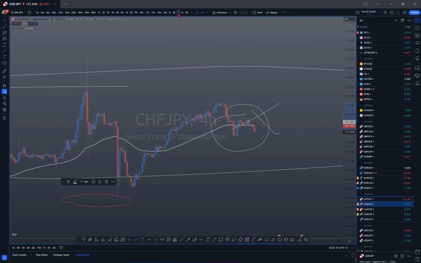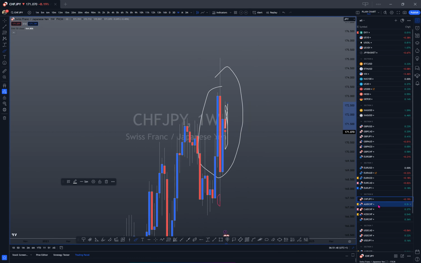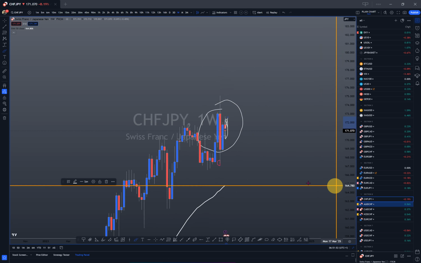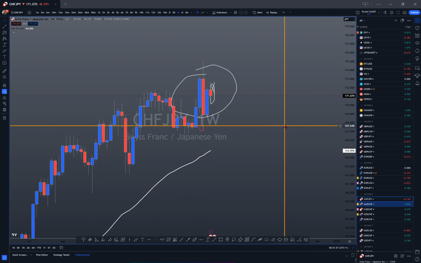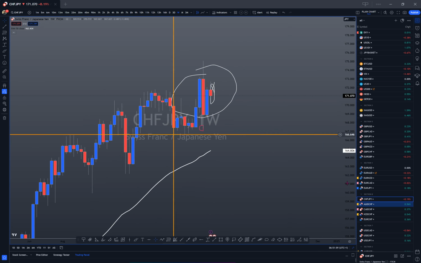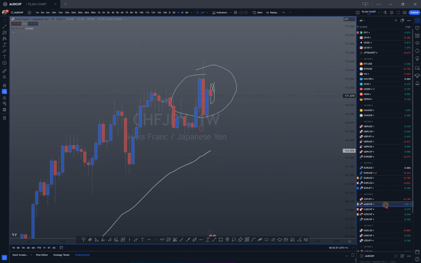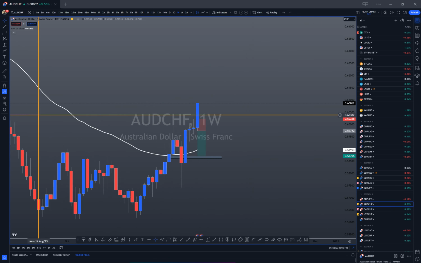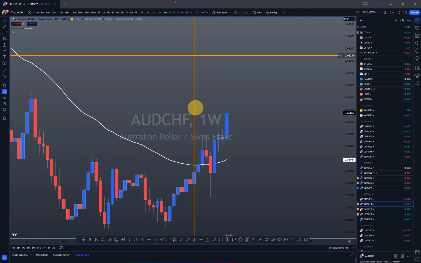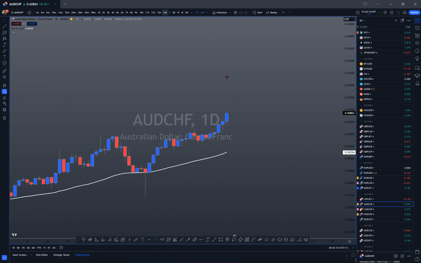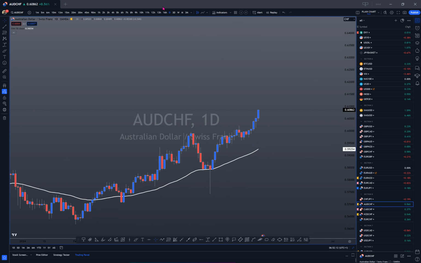We start from the weekly time frame on AUD CHF. I'll finish the CHF first, and then we'll call it. Let me know in the comment section if you have any questions about this. So here on the next pair, AUD CHF is clearly above the EMA. Price is above the EMA on the daily time frame, too.